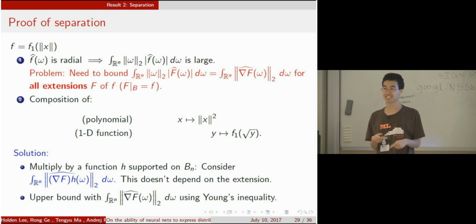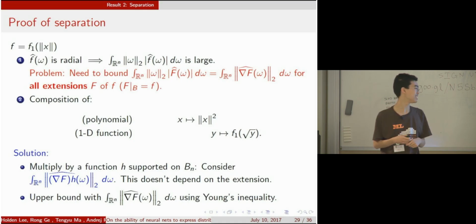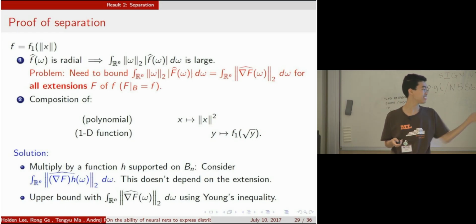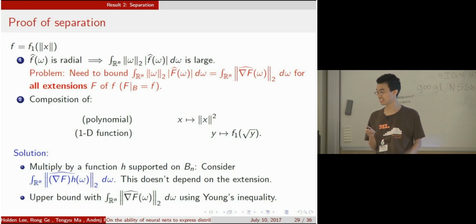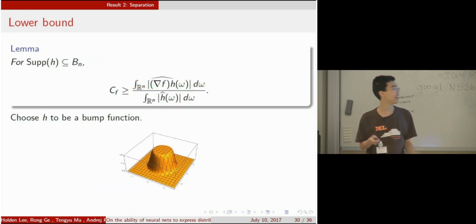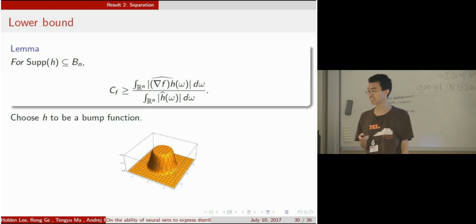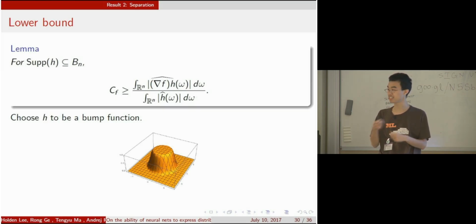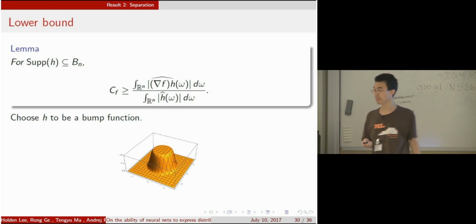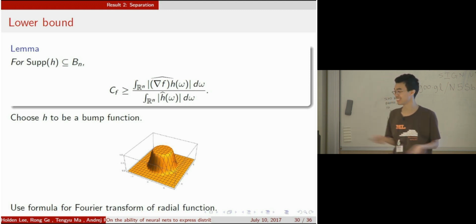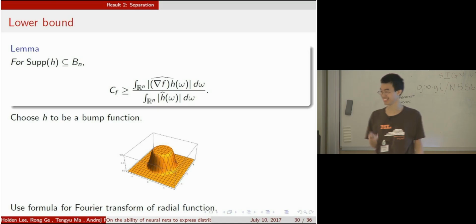Since we know that big F has to agree with little f on the unit ball, this quantity is going to be the same regardless of which extension we choose. And we can relate this back to the original integral using Young's inequality. And so we get this theorem, which gives a way to certify a lower bound for the Barron constant by choosing a function h and then computing this ratio. For our purposes, we will choose h to be a certain bump function, and then several pages of Fourier analysis will finish the proof.